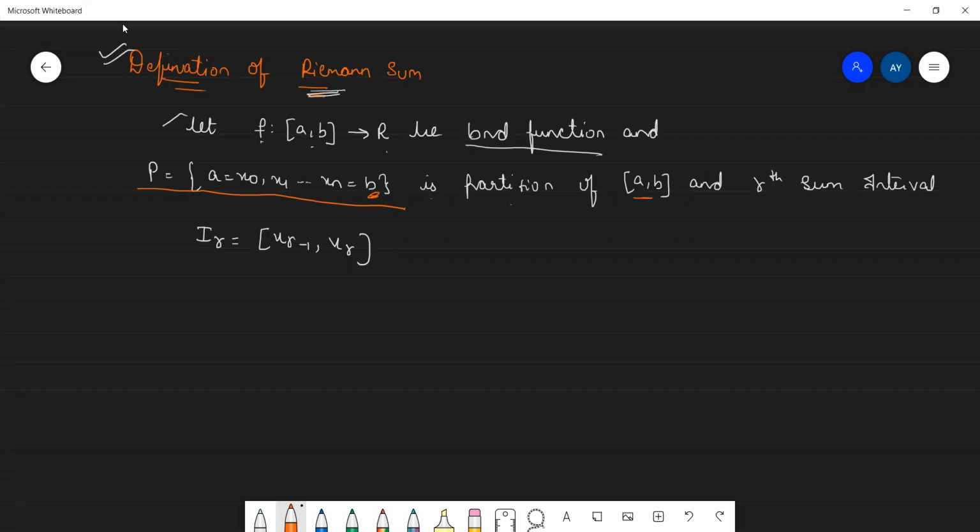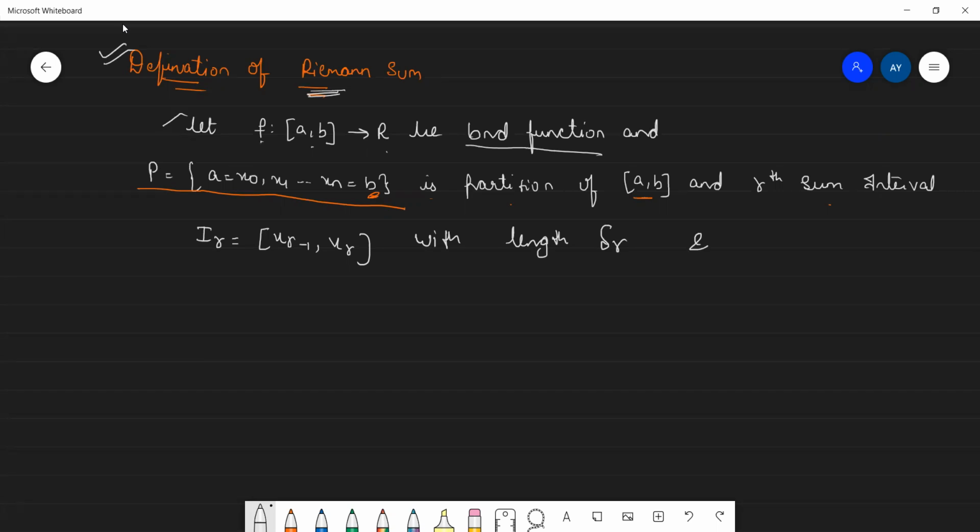Now the rth subinterval is defined, that is Ir equals [xr minus 1, xr]. And now we will be talking about the length of the subinterval. The length is defined as delta r. What is delta r? You already know it is xr minus xr minus 1.